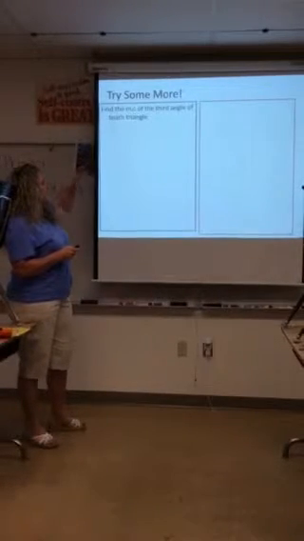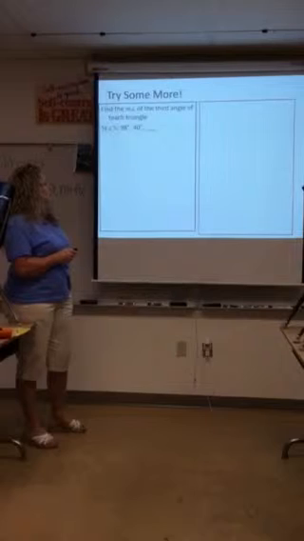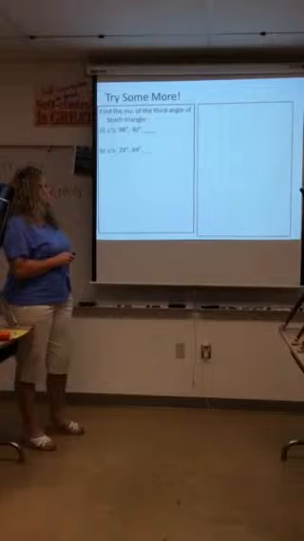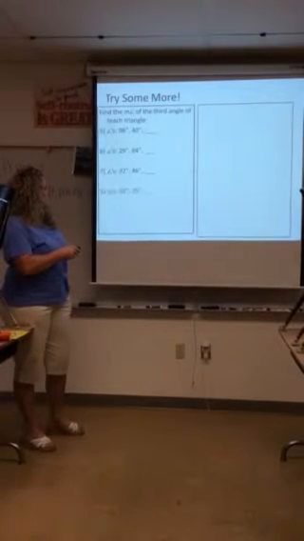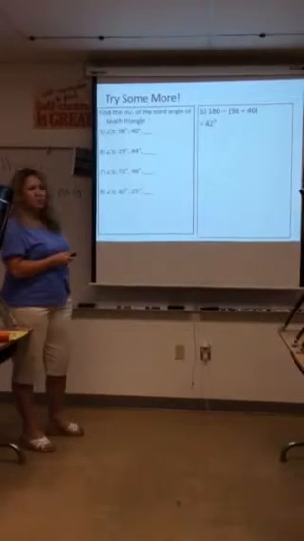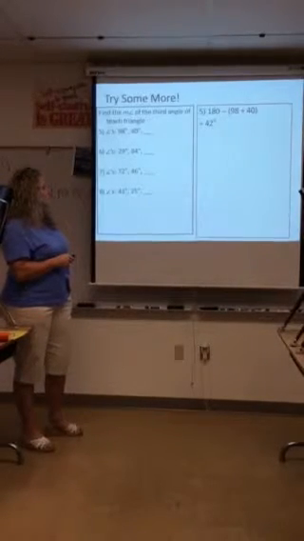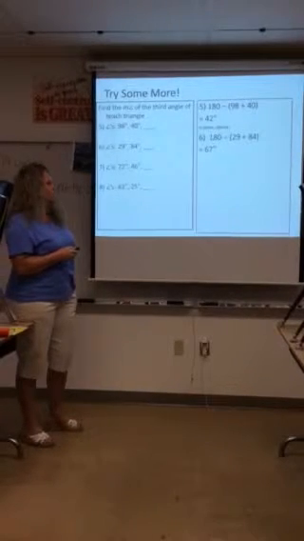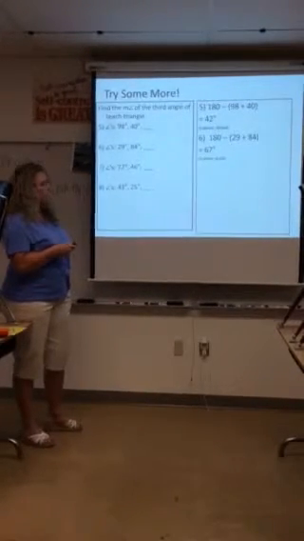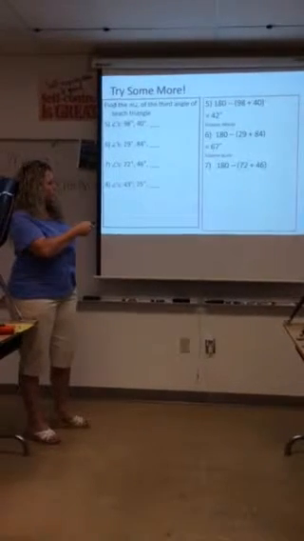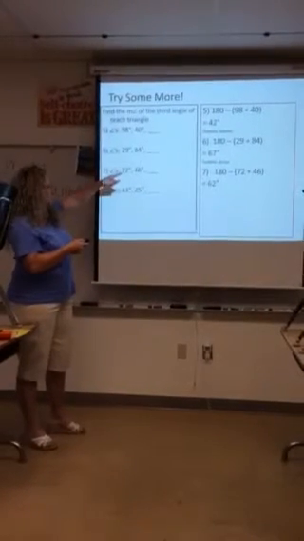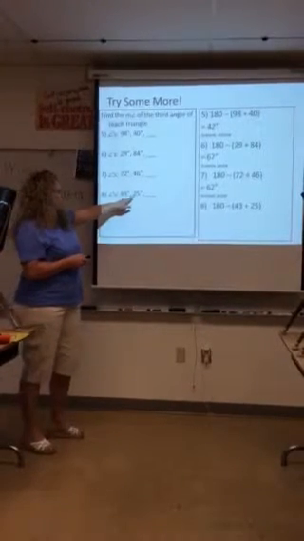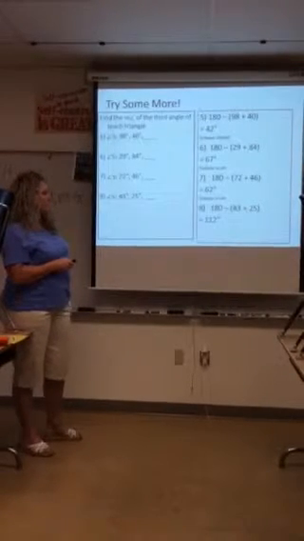So let's try some more. Find the missing angle, the third angle of each triangle. So if you have 98 and 40, what do you do? Add it together and then subtract it from 180, right? So 5 would be 42 degrees. Add 29 and 84. Subtract it from 180, 67. Okay, we'll go back and name them after we find the measurements. So you add the 72, 46, subtract it from 180, you get 62. And then 43 and 25, subtract it from 180, and you get 112.